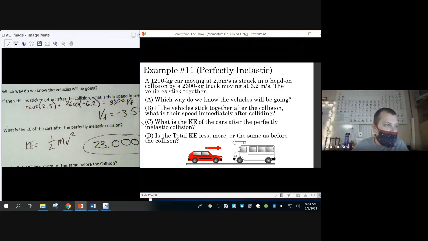Okay. And then the last question, we'll finish on this one. Is the total kinetic energy less, more, or the same as before the collision? It would be less. So where did the energy go? Went into the other car. We probably lost a little energy to friction. All right. So that is perfectly inelastic.